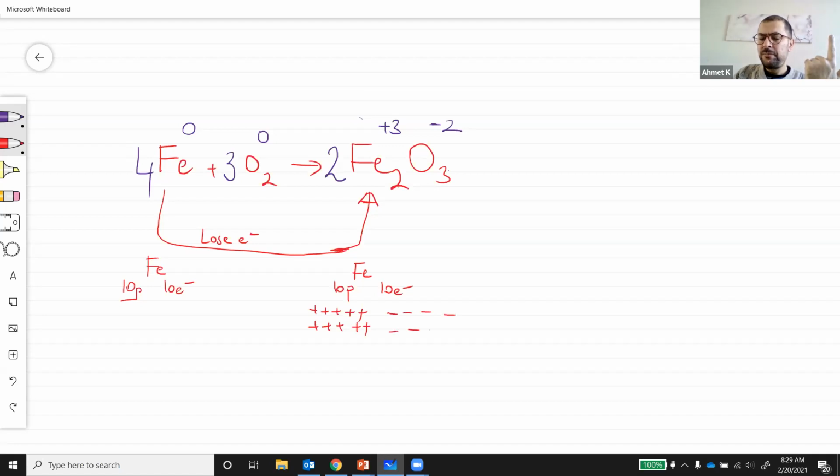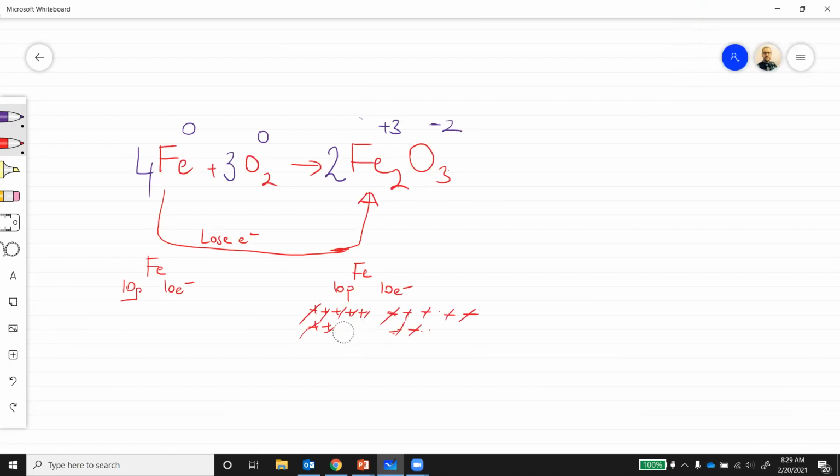Make sense? 1, 2, 3, 4, 5, 6, 7, right? Because plus charges and negative charges are going to cancel out. So you have, again, 3 charges here. You see that, right? Okay, so therefore the electron count must be 7 here.